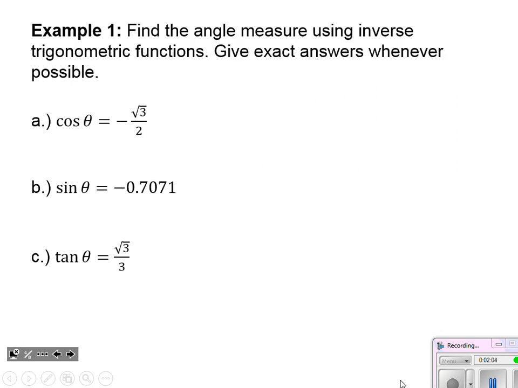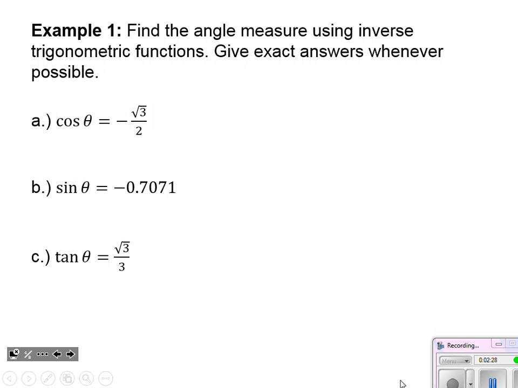All right, so our first example here, we've got some mystery angle theta, and when that mystery angle gets plugged into cosine, the ratio that comes out is negative root 3 over 2. So we're going to use our inverse trig functions to get the output here in, it should say in degrees. We're still in degree mode with our calculators, but just some practice with that.